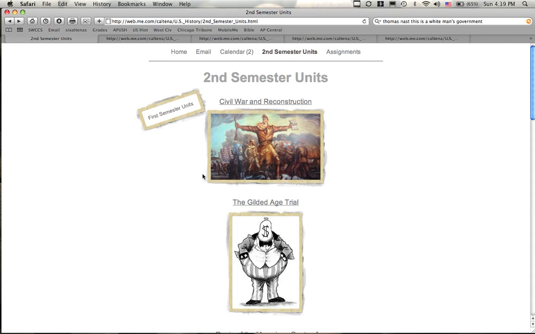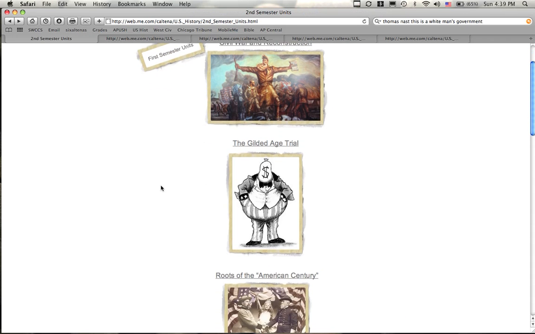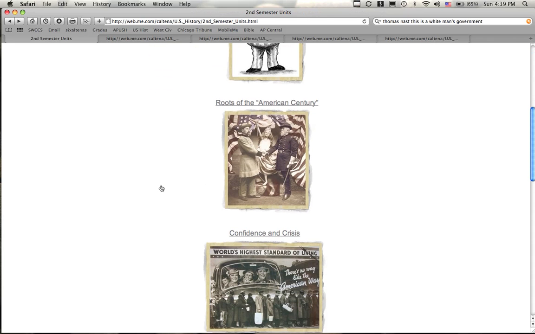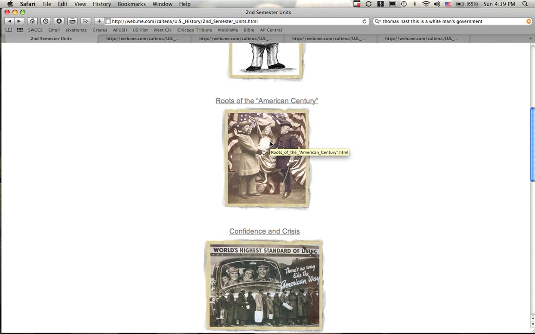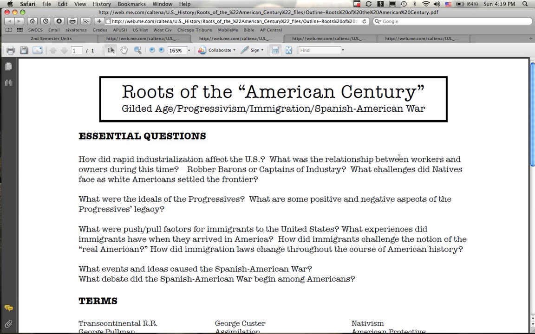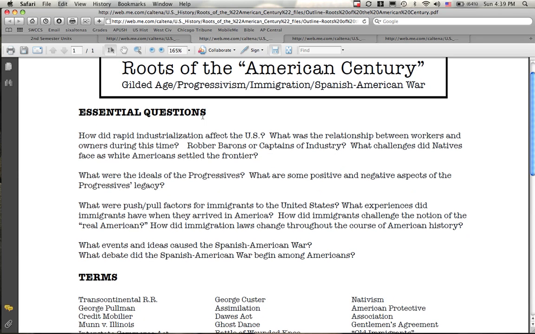All right, so now we skip over the trial, and then we go to the next major unit here, which was Roots of the American Century. And that yellow sheet is here. And the question that we ask up here is, robber barons or captains of industry? This is from our trial. Make sure that you're able to answer that question using some specifics, and there's so many things that you could use. Go back to your trial sheets for that.